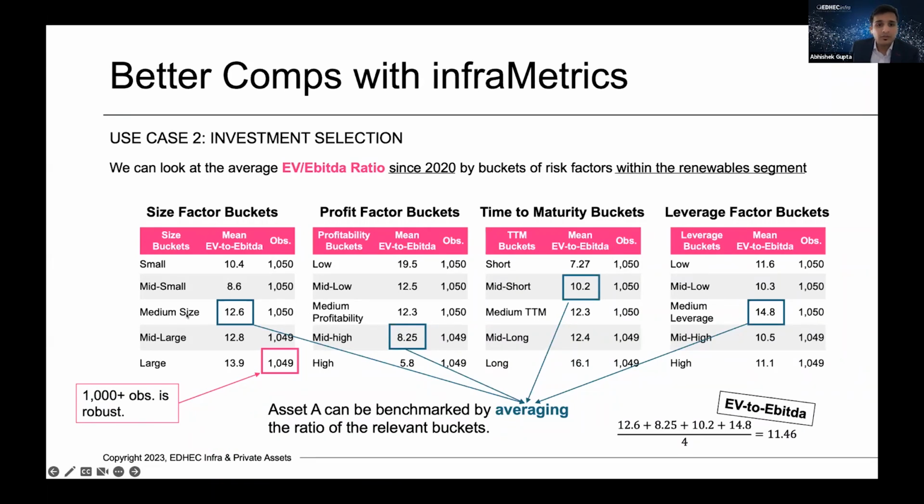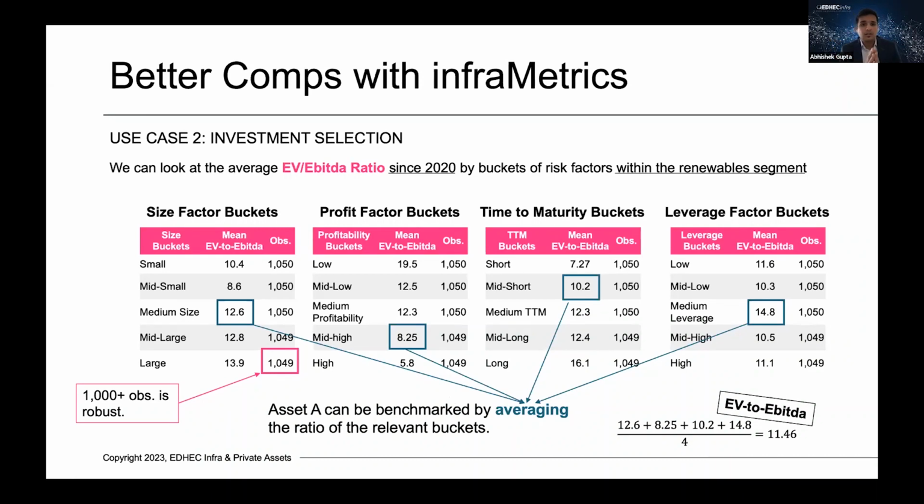So if it is medium-sized, mid-high profitability, mid-short time to maturity, medium leverage, these are 4 random things that we have selected. Essentially, you can map this asset to each of these categories and then take the average of that. It gives you an EV to EBITDA of 11.46. Now that's your benchmark, and that's representative because you have looked at that asset from a risk factor exposure perspective.